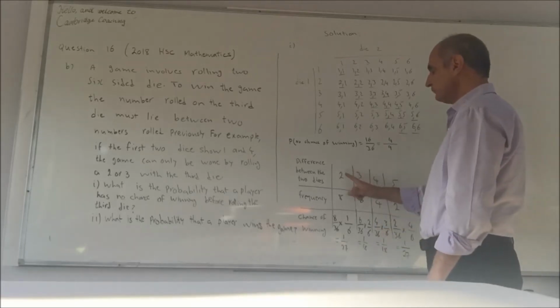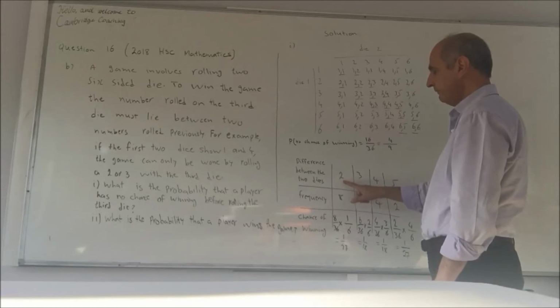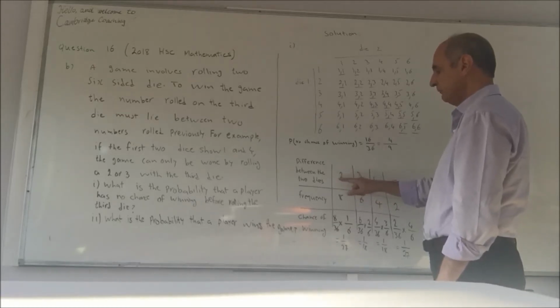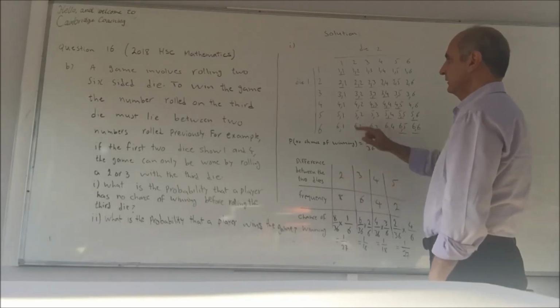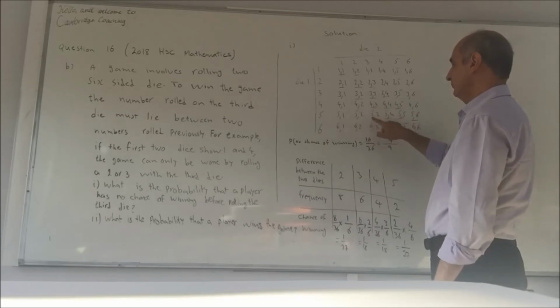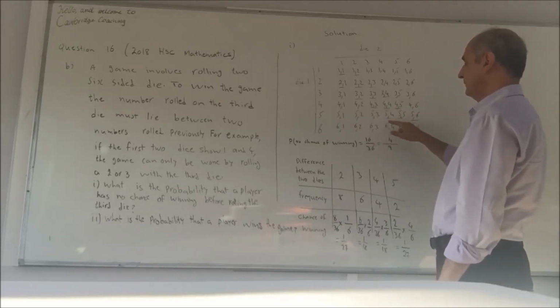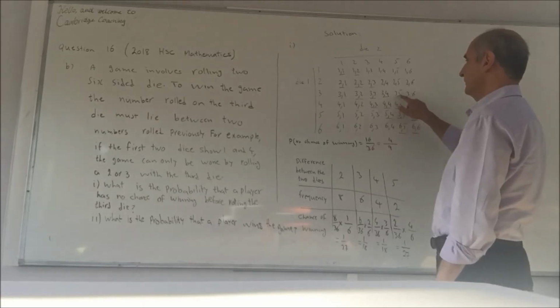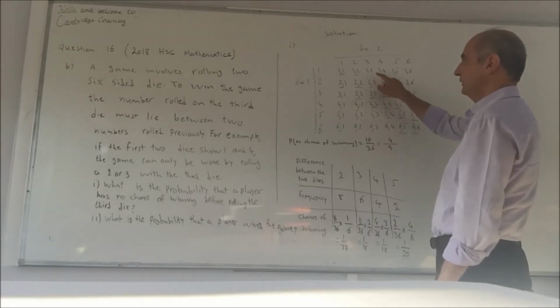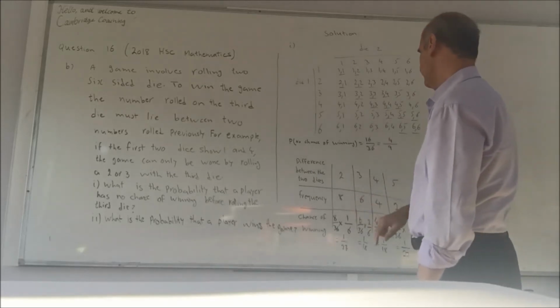Alright, so in how many cases do we have the situation where the difference is 2? The difference is 2 for 3 and 1, 4 and 2, 5 and 3, and 6 and 4, and as I said, they can happen the other way around, like 4 and 6, 3 and 5, 2 and 4, and 1 and 3. So altogether, we have 8 such cases.